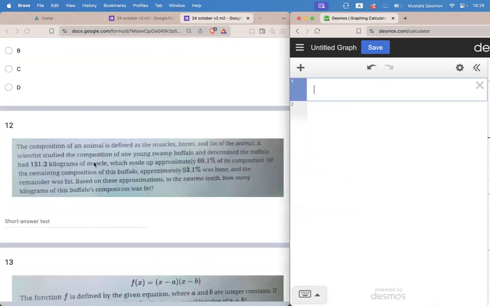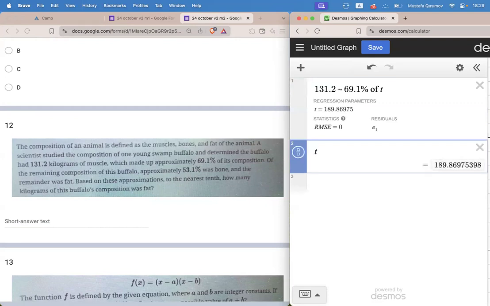Here it says that I sent the detailed explanation to the Telegram group. You can look at it from there. But it is also not very hard. 131.2 kilogram of muscle, 131.2 is equal to 69.1 of total. From here, let's find T. Then the remaining, you have to write like that: T minus 131.2.